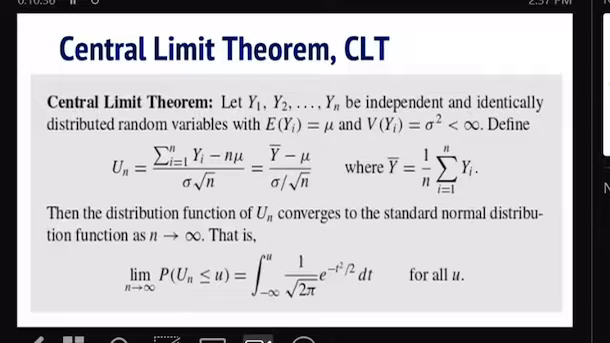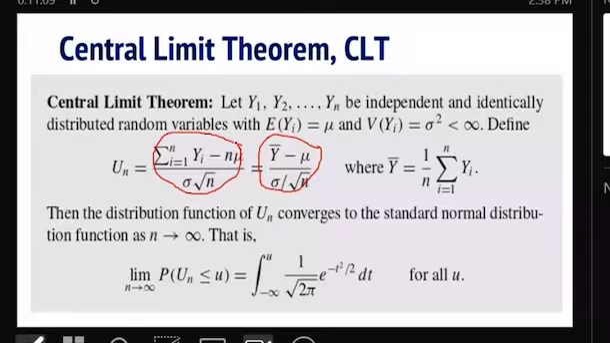Now, the central limit theorem applies to the sample mean and also applies to the sum. There's a difference between the two. When I'm talking about the convergence of the sum of random variables, the sum is going to be summation y, right? What does it mean?